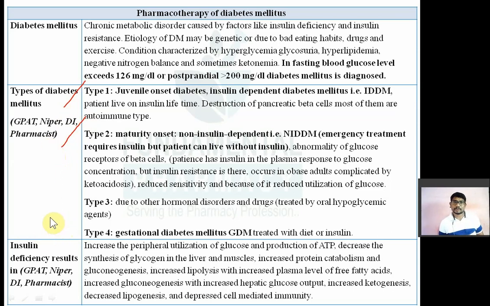Now in case of type 3, it is due to hormonal imbalance or hormonal changes, so it is again treated by oral hypoglycemic drugs. Type 4 is diabetes in pregnancy, or gestational diabetes mellitus, again treated with modification of diet and insulin. So remember, type 1 and type 4 require insulin. Type 2 and type 3 will not require insulin for treatment. Remember, in type 2, in case of emergency or rare condition, you need insulin.